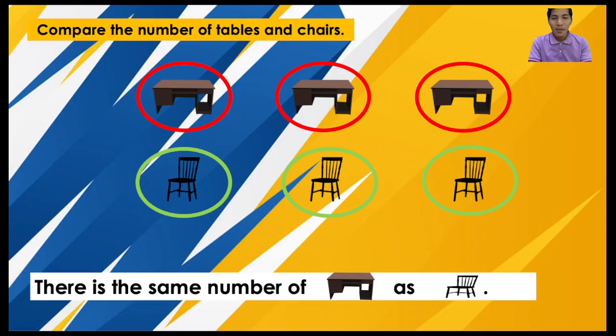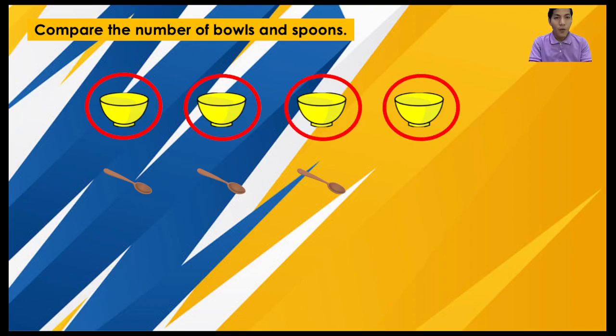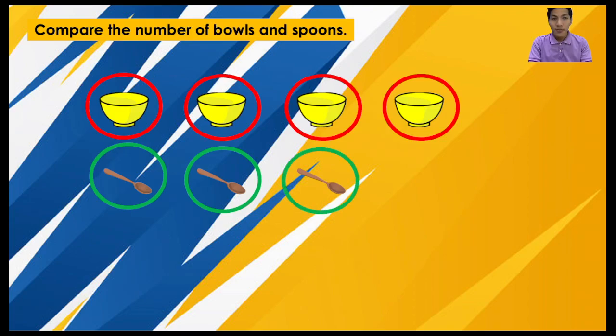Alright, grade 1? Let's move to another example. Compare the number of bowls and spoons. Let's count the bowls. 1, 2, 3, 4. There are 4 bowls. Let's count the spoons. 1, 2, 3. There are 3 spoons.